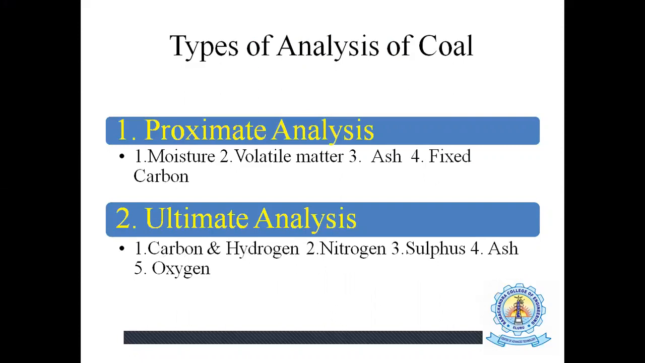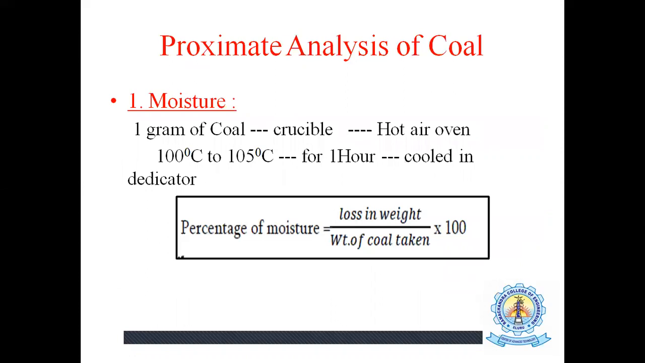Moving on to the first one, proximate analysis. In the proximate analysis, the first one is moisture. How is it determined? Take 1 gram of finely powdered coal in a crucible, introduce it into a hot air oven, and maintain the temperature at 100 to 105 degrees for 1 hour. After that, it is cooled in a desiccator, and the weight difference of the crucible before and after cooling gives us the percentage of moisture.